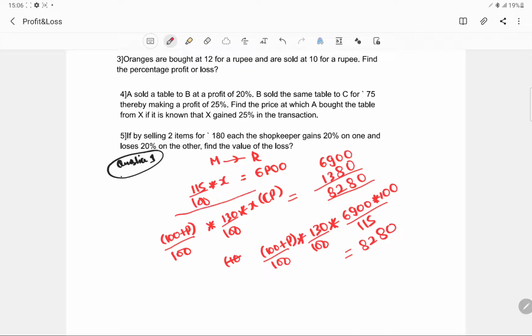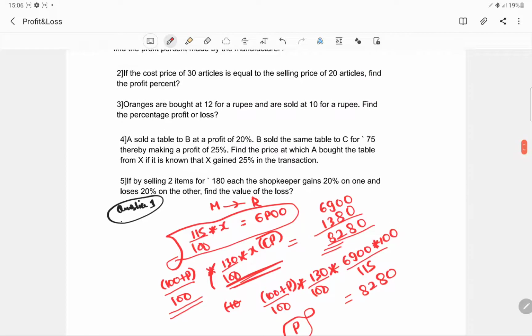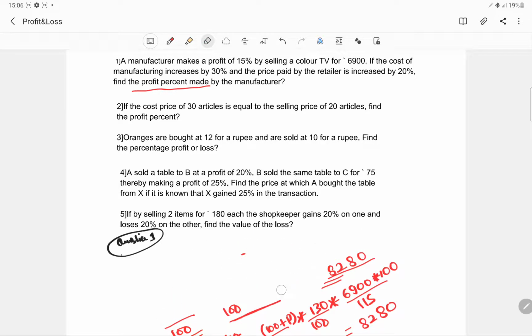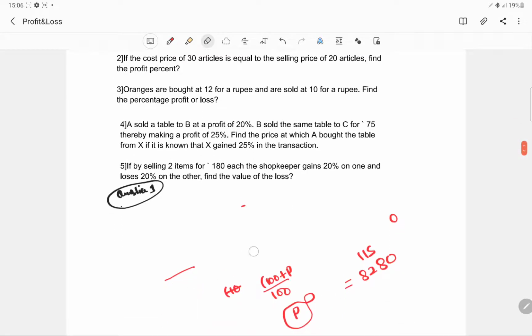So from here we could get the initial cost price. This part was actually the increased cost price, and then we had a sort of profit on that. So the final selling price was 8280. So now we can calculate profit from this, and we will have the profit percentage. So this was the question, the profit percent made by the manufacturer. It was a simple question, just a single layer of the deal. So you can solve it for profit.